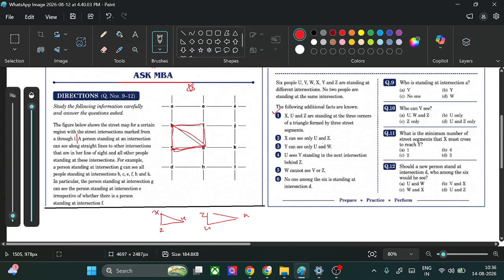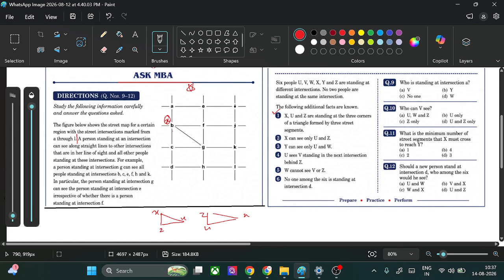Now X can see only U and Z. Yes, that is the point: X can see only U and Z. So we need to place X in such a position that he should be able to see the minimum number of people. So if I put X over here, he has multiple places to see, right? Throughout the E, H, J or G, you can see every person sitting at those places. But what if I place X at B or C? That is the possible case. So if I start X from here, for example, this is my position of X.